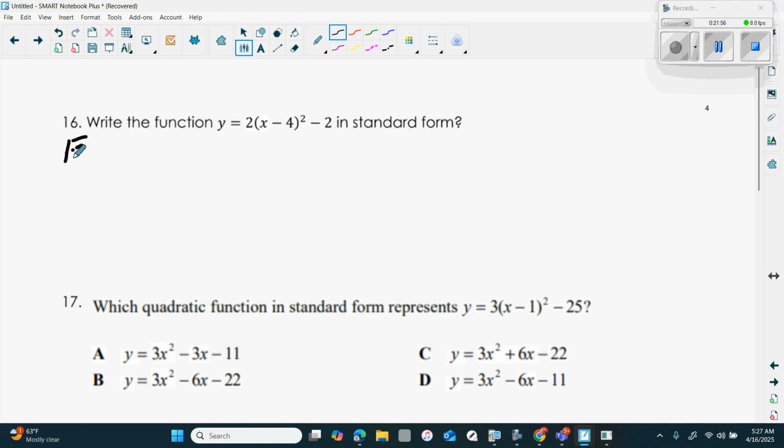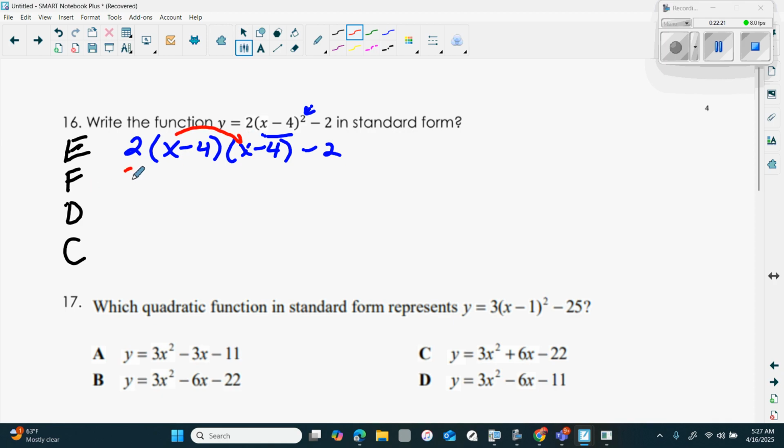We start with the E, which is expand, then the FOIL, distribute, and then combine like terms. So if I expand, we're expanding the parentheses, meaning the exponent shows we have 2 factors of that. So we should have 2 parentheses x minus 4 and x minus 4 twice, and then minus 2. Then we're doing the FOIL method, the first, outer, inner, last. Keep the 2 outside the parentheses. This would be x squared minus 4x, this is the outer, minus 4x again, that's the inner, plus 16. Close the parentheses, and then we have minus 2.